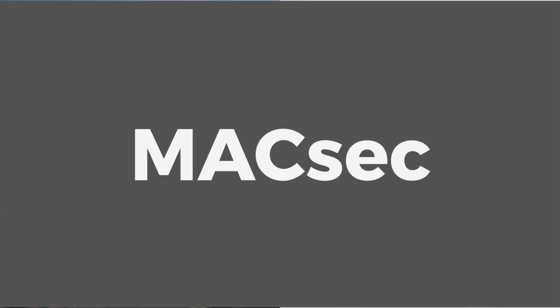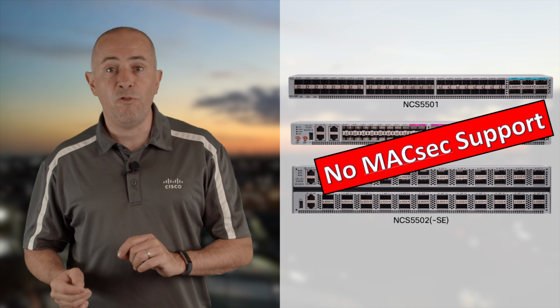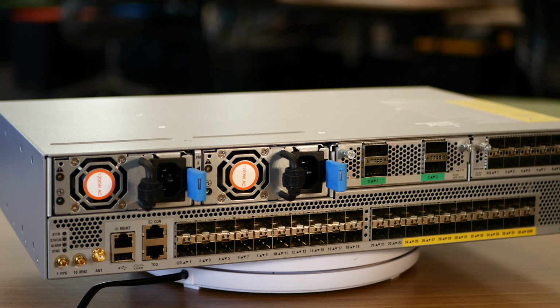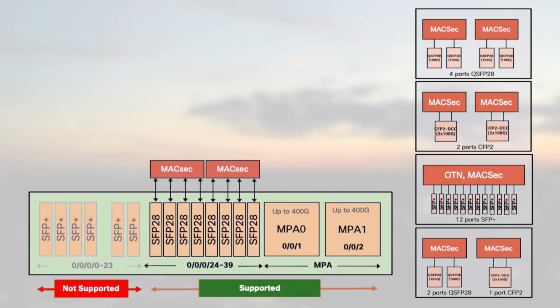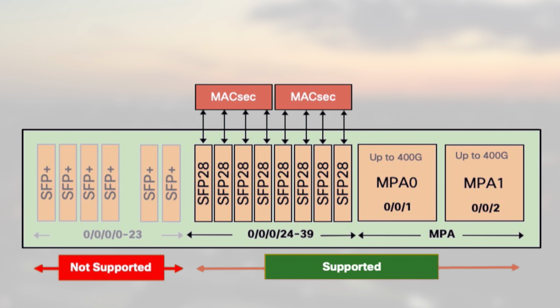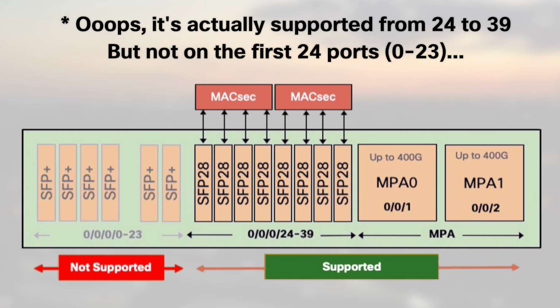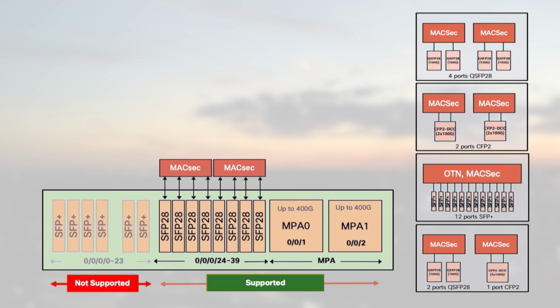Okay, do you want another angle? Let's try a different way to classify the routers, and we can pick the features requiring specific hardware. For example, MACsec. It's not supported on the 5501 or 5502, but it's on the 55A2 mode. MACsec is available on the fixed ports from 23 to 39, but not on the first 23. It is also supported in all the MPA ports.